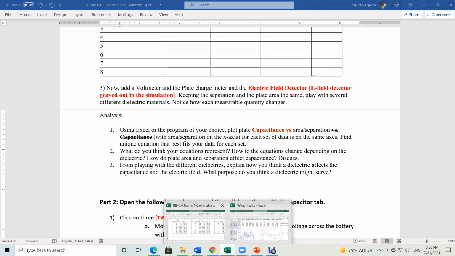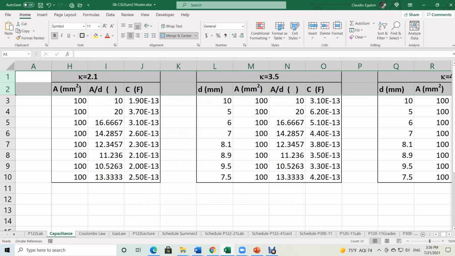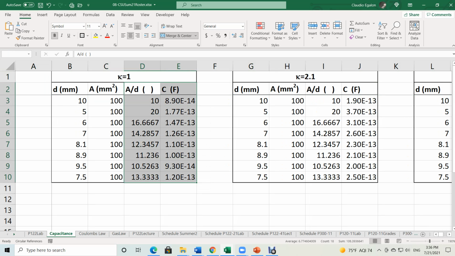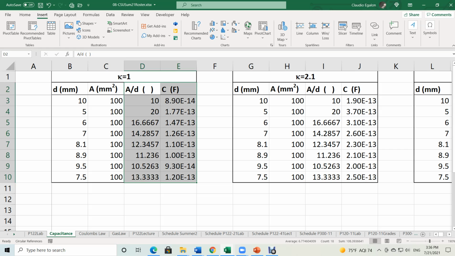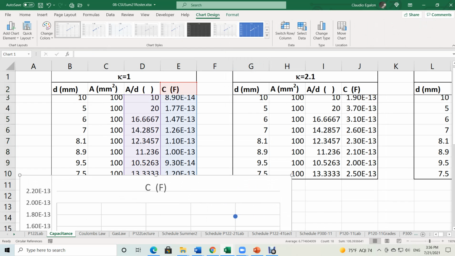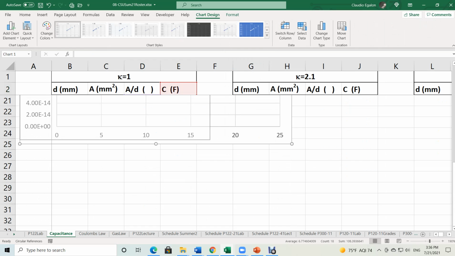Let's plot it. Capacitance in the y, the ratio in the x. Here you go. This ratio here in the x. Insert. Here you go. We must have three graphs, three different graphs.